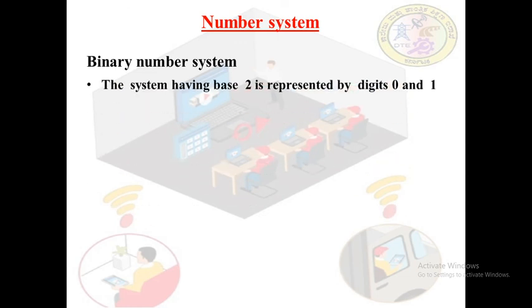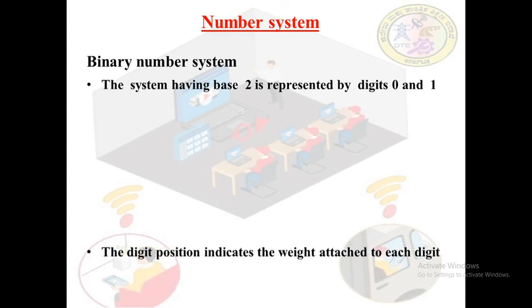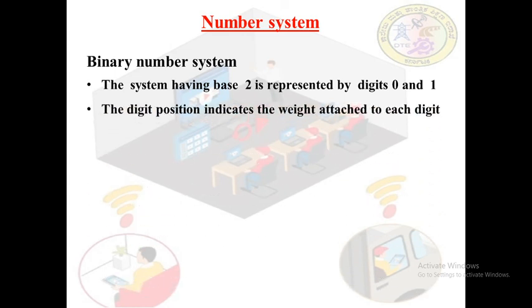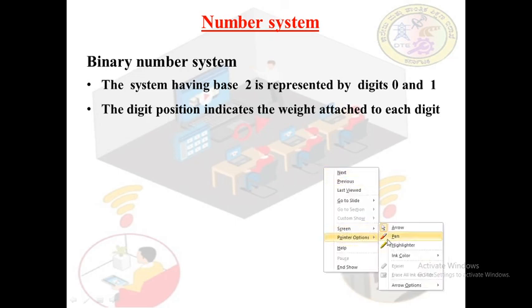The binary number system is represented by base 2 and has digits only 0 and 1 and nothing else. As we discussed, it is the machine understandable form. All other forms of signal have to be converted into binary numbers before they enter the microprocessor. The position of a digit indicates the weight attached to it.